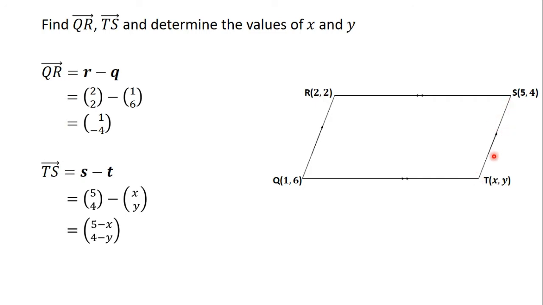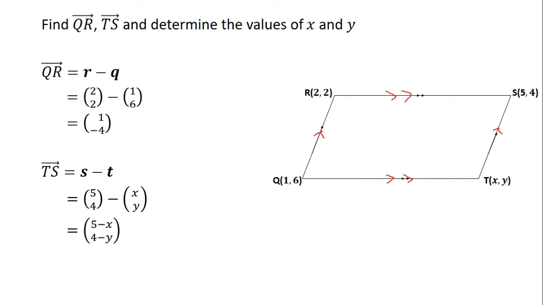We saw this in the previous video: for a parallelogram, considering this particular parallelogram, vector QR will be the same as vector TS. So the opposite vectors are the same. So this vector QR here will be equal to this vector TS. In the same way, vector QT will be the same as vector RS.